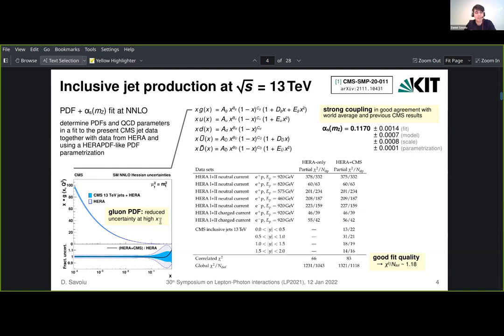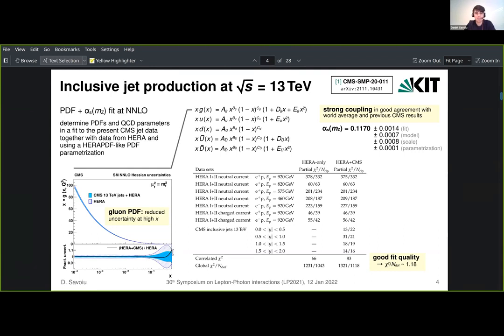If you look at the PDF at the bottom left here, you see that compared to a fit that only includes the HERA data, which is not that sensitive to the gluon PDF, and then you add the CMS 13 TeV jets, you get a significant reduction of the uncertainty, particularly in the high x region here.